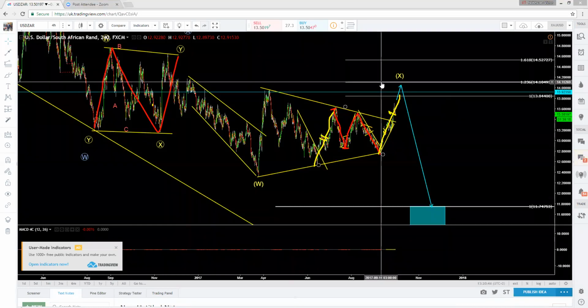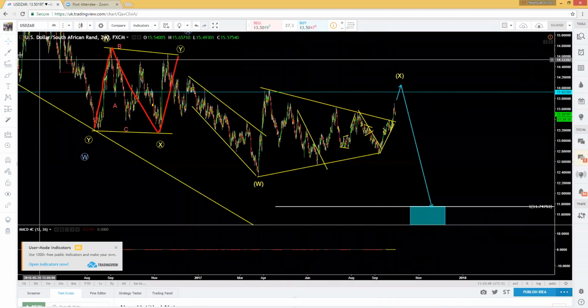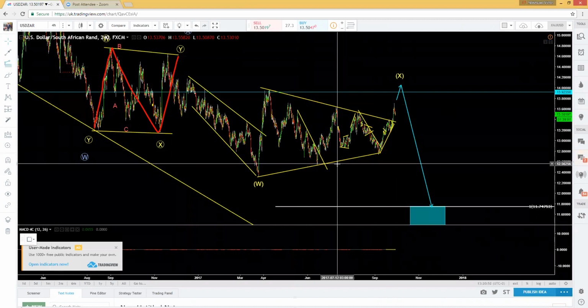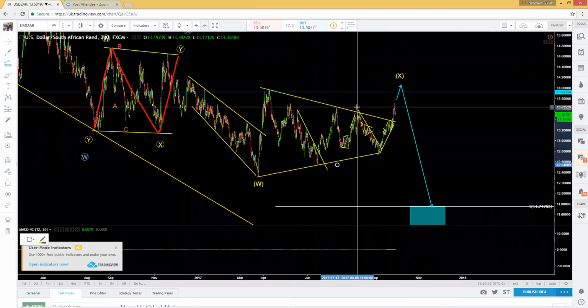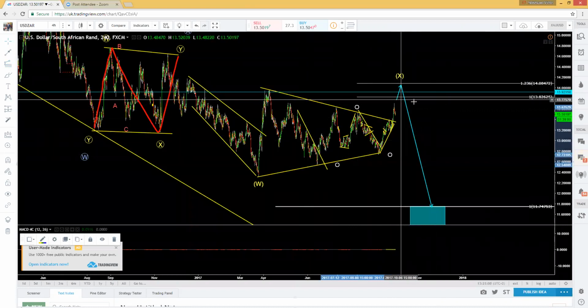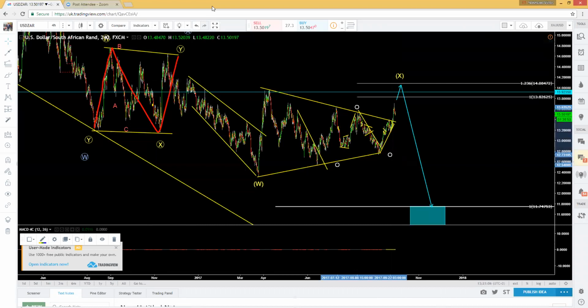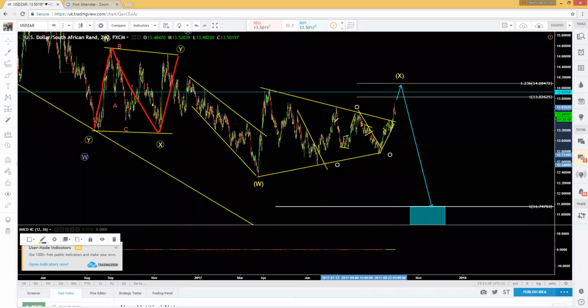Okay, let me check if we have reached that equal X. Let me check if we've got that equal X. Not quite. We're supposed to be at around 1382, between 1382 and 1408. And if we do get that, that will give us a nice 3-wave move like that. So we don't know if it will reverse from there. But remember, this whole pattern is still a 1.